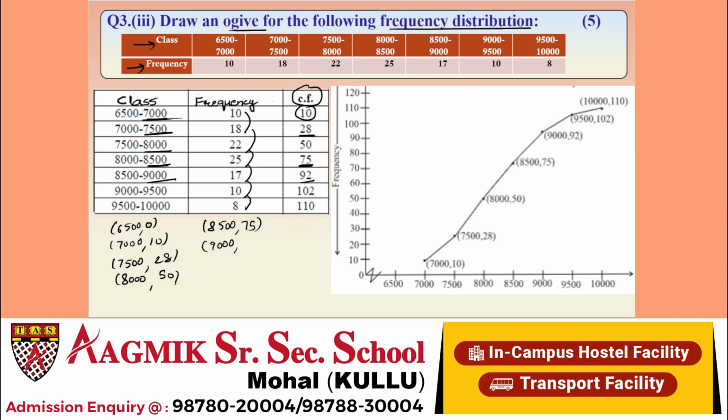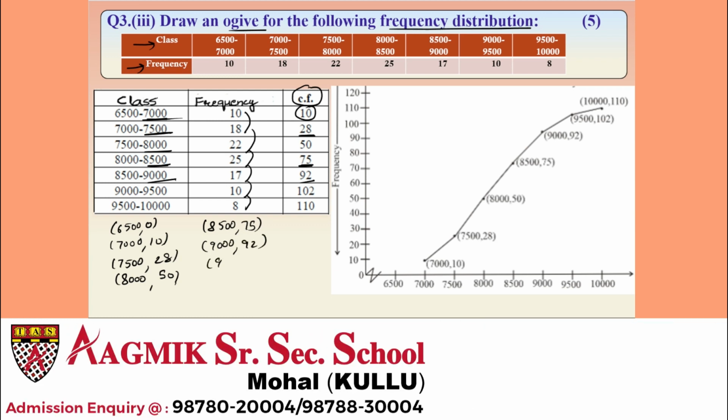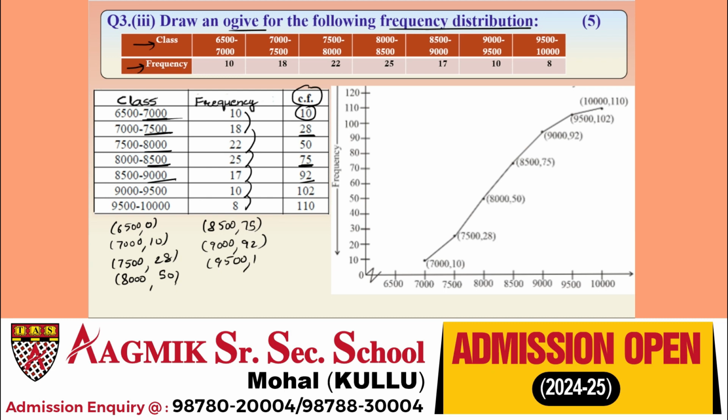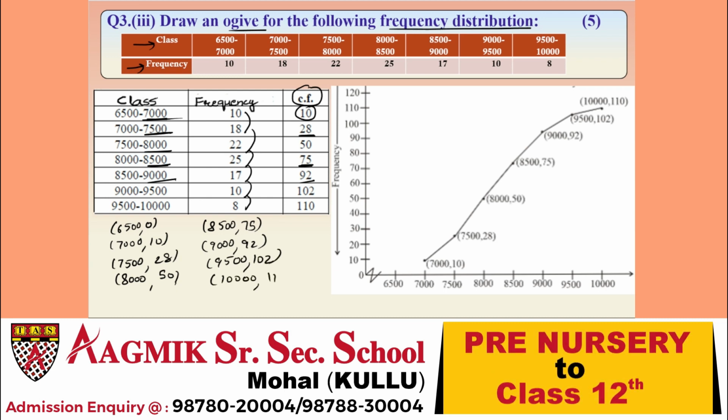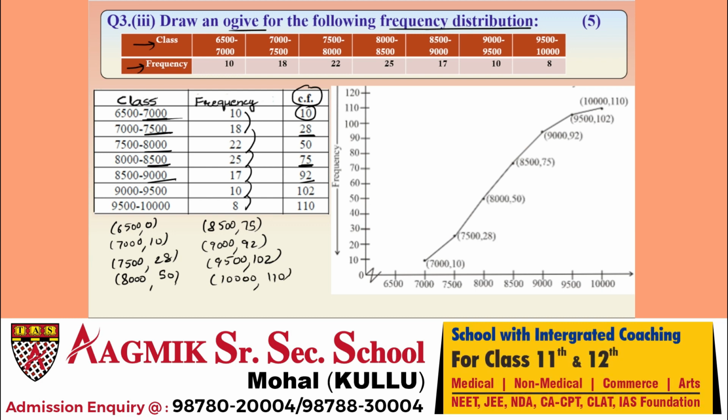Next point would be this. Then 9500, 102, and then lastly 10,000, 110. So you can see the graph would be like this.